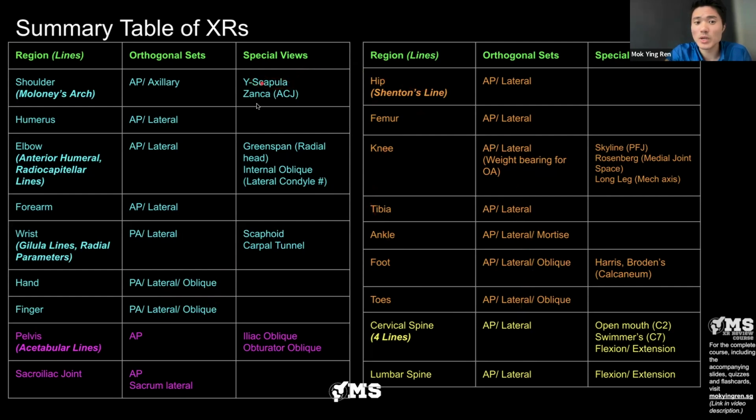Such as the Y-scapular view, the Zanca view, the Velpeau view in the shoulder, the Greenspan view, the internal oblique view for the lateral condyle fractures, scaphoid special views, carpal tunnel, iliac oblique, obturator oblique. Alright, Skyline, Rosenberg, long leg for mechanical axis, Harris, Broden's for the calcaneum, and some of these special views, flexion extension, especially for the spine. So in this slide here, you can look at the summary table of all the potential X-rays.